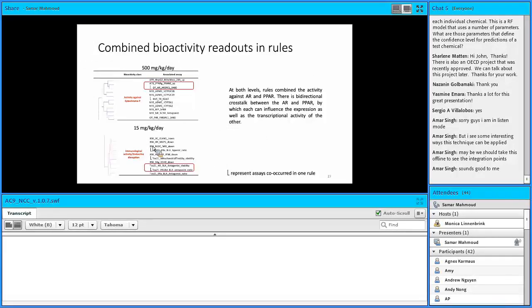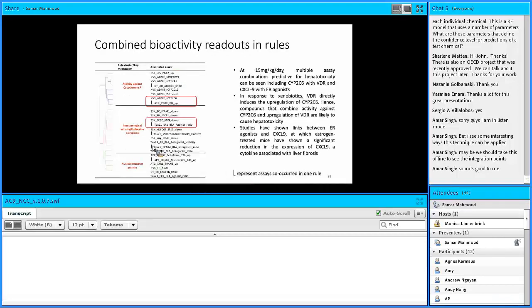To briefly also cover the combined bioactivity readouts and why we are observing these. For example, at both thresholds, we observe the combination of the androgen receptor activity and the PPAR, the peroxisome proliferator activated receptor. It has been known that there is a bidirectional crosstalk between these two nuclear receptors, where each one influences the expression, the function, and the transcriptional activity of the other, which was really interesting to observe. Which means if the compounds show activity against these two nuclear receptors, it's likely to be hepatotoxic.